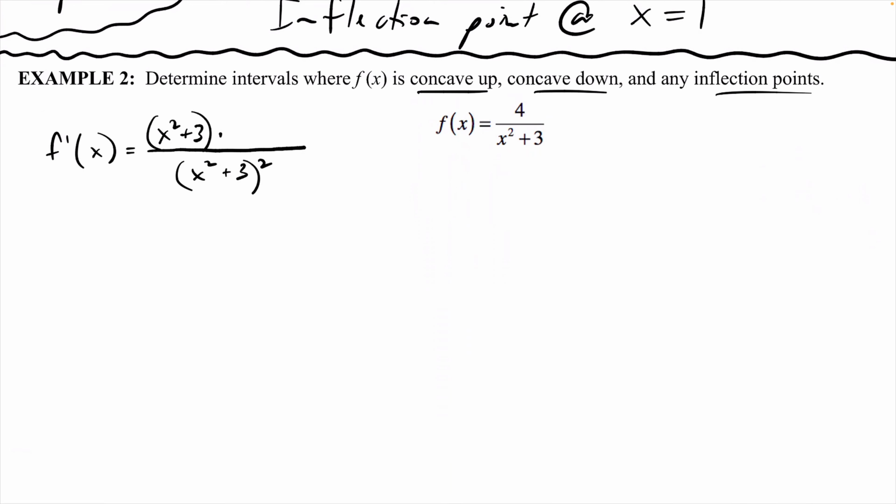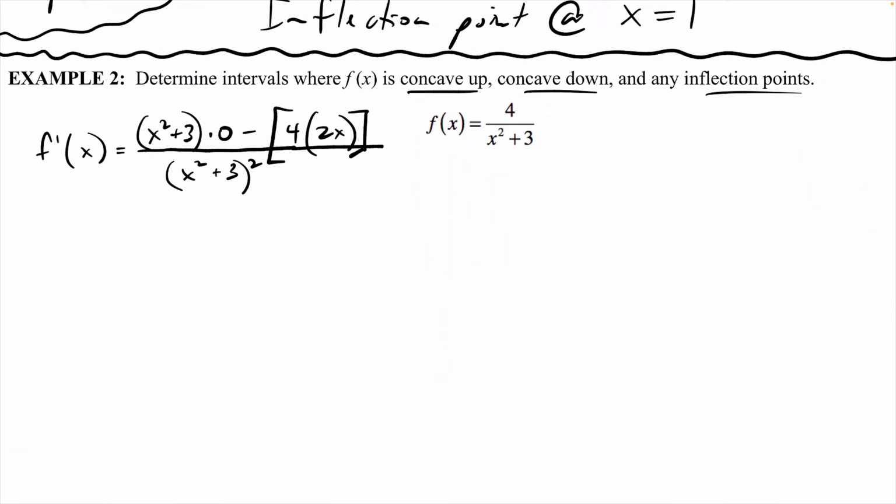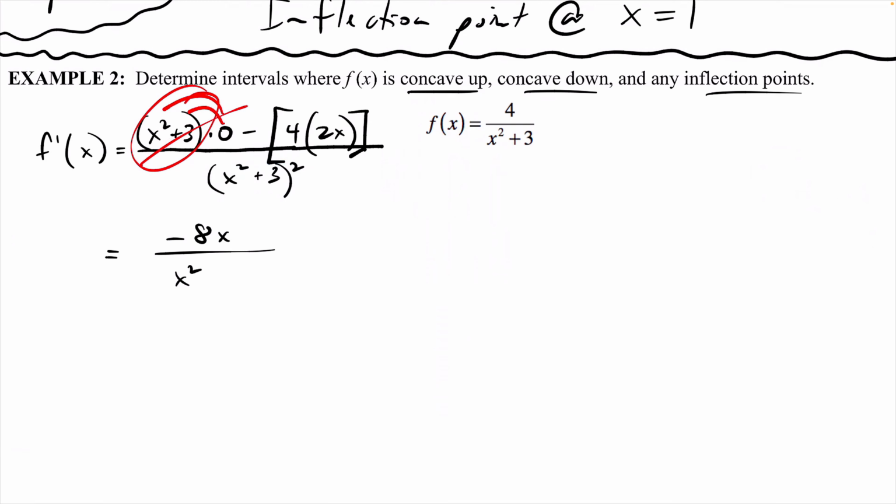The derivative of 4 is just 0. So you're just going to distribute a 0 there. And then the high times the derivative of the low, which is just 2x. Okay. Simplify. Well, again, when you distribute 0, you're just going to get 0. So all of this stuff will be gone. So you're going to get negative 8x over x squared plus 3 quantity squared. Okay.